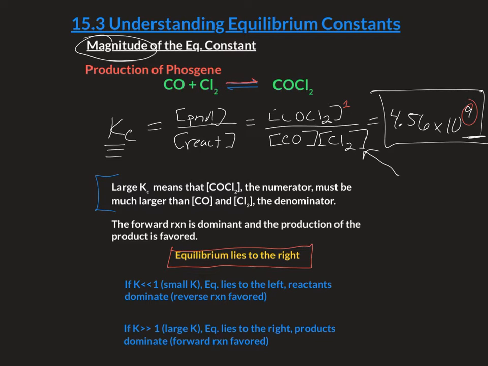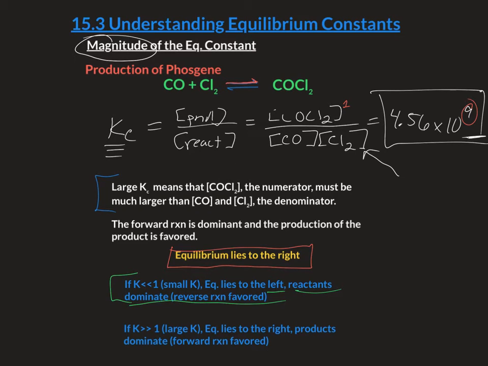Now, the opposite would be true if this were smaller. So if it was 10 to the negative 9th, that means your denominator is larger and the equilibrium lies to the left. And that's what's here in blue. So if K is much smaller than 1, equilibrium lies to the left, and your reactants are dominant, the reverse reaction is favored.